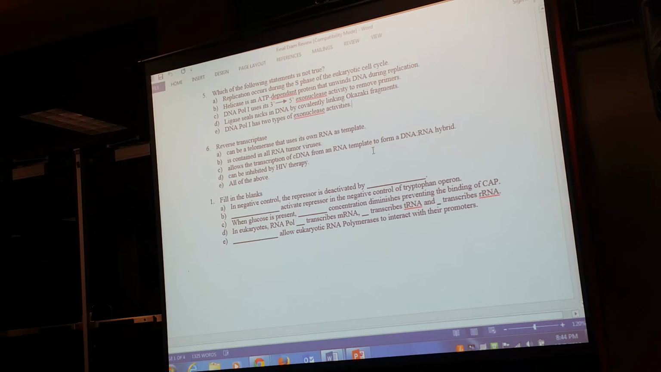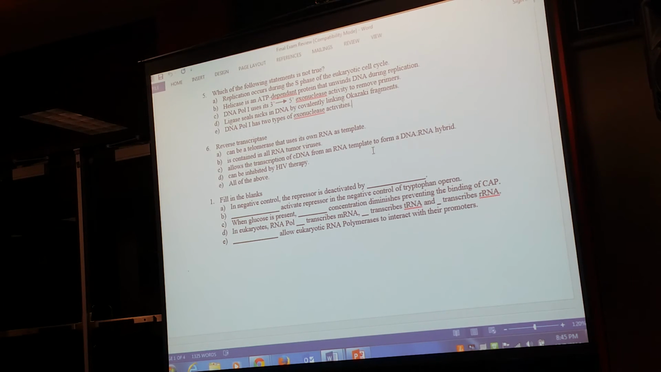Okay. Fill in the blanks. In negative control, meaning a repressor is involved, the repressor is deactivated by what binding to it? A co-inducer. Blank activates repressors in the negative control of the tryptophan operon. Oh, I forgot to remove that, don't worry about it.